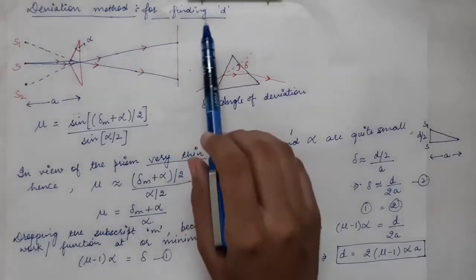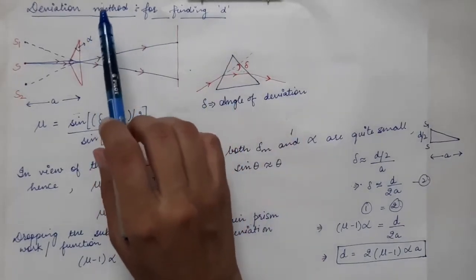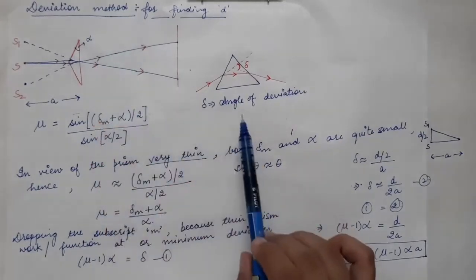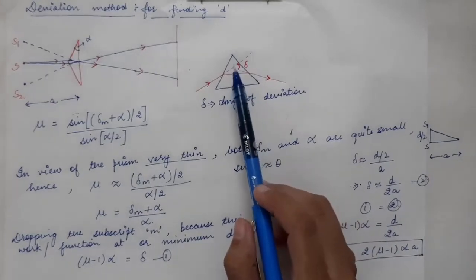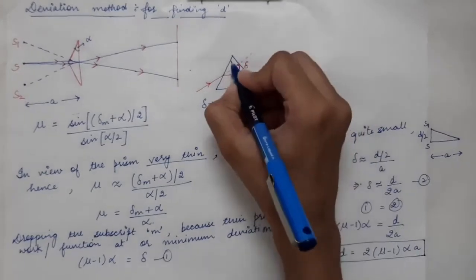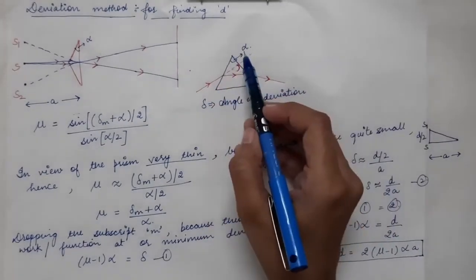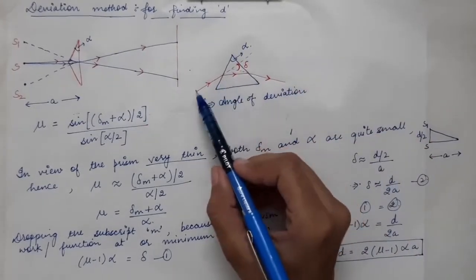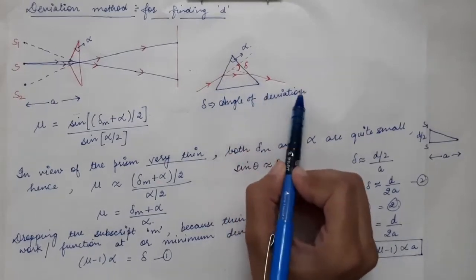The next method of finding small d is the deviation method. Here we use the concept of angle of deviation of the prism. First of all, we will look at the concept of angle of deviation. Here is shown a prism whose angle of prism is alpha. Alpha is the refracting angle of the prism, and an incident beam falls on the prism and gets refracted and then transmitted.